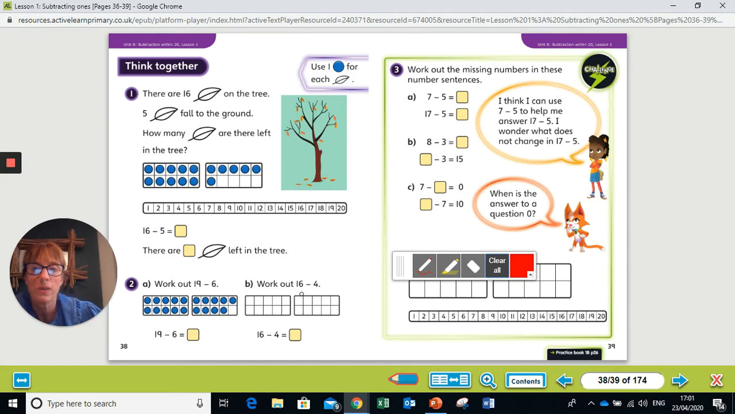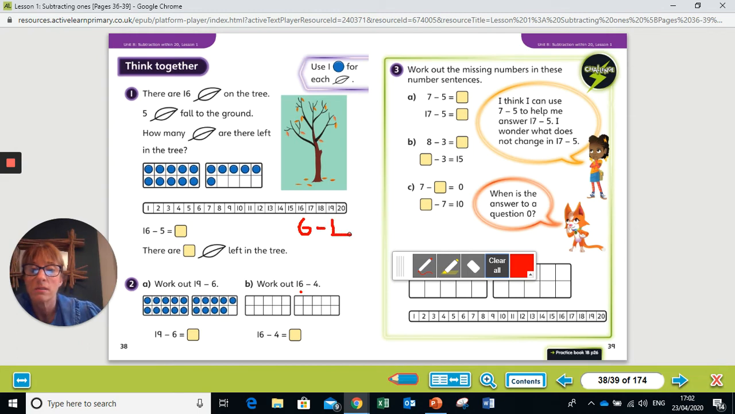Let's look at our ones first. 16 take away 4. In the number 16, which number are our ones? Is it the 1 or the 6? Which one are our ones? Let's write it, the 6. We've got 6 ones. So 6 ones take away 4 ones.